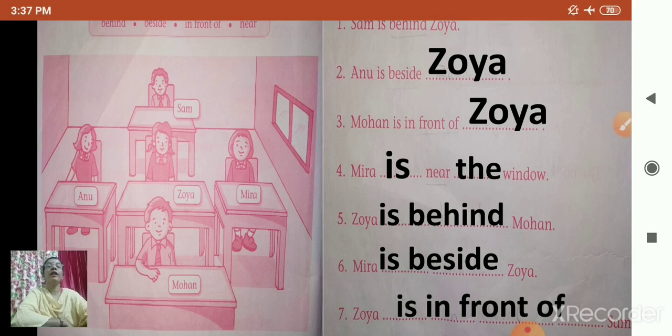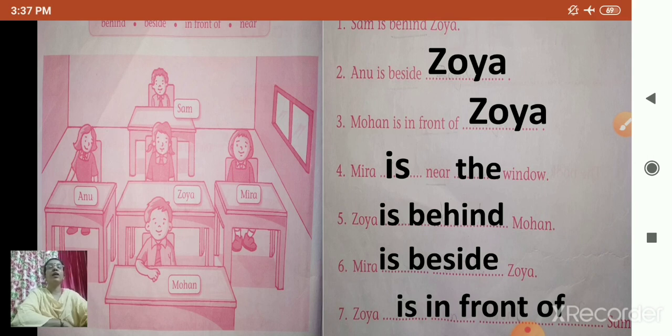Again we are going to read. First one, Sam is behind Zoya. Second one, Anu is beside Zoya. Number 3, Mohan is in front of Zoya. Number 4, Meera is near the window. Number 5, Zoya is behind Mohan. Number 6, Meera is beside Zoya. And number 7, Zoya is in front of Sam.